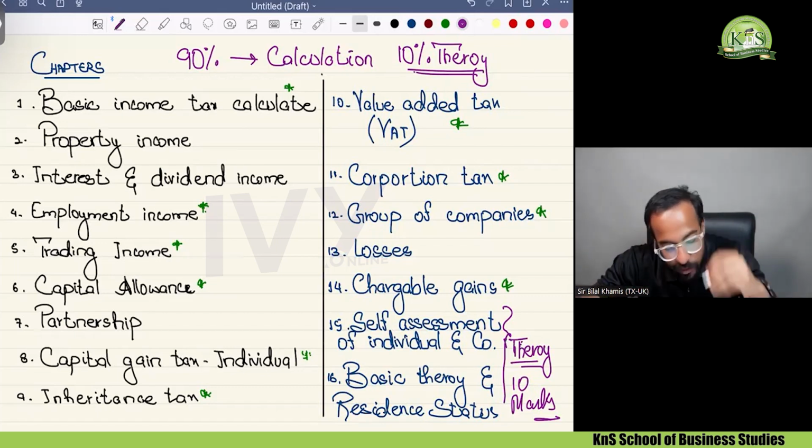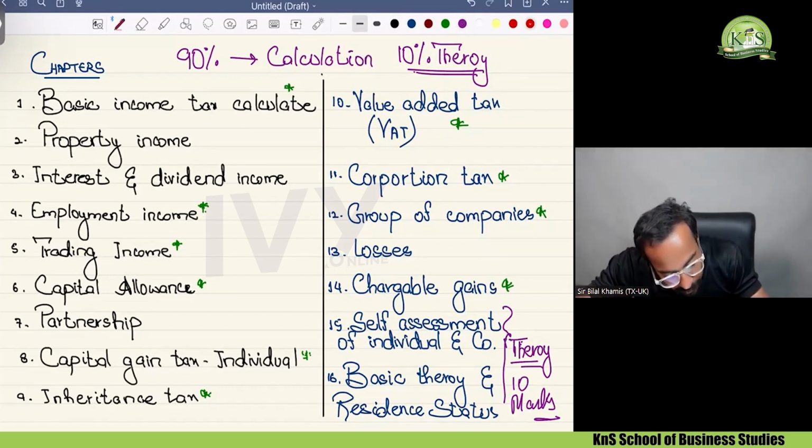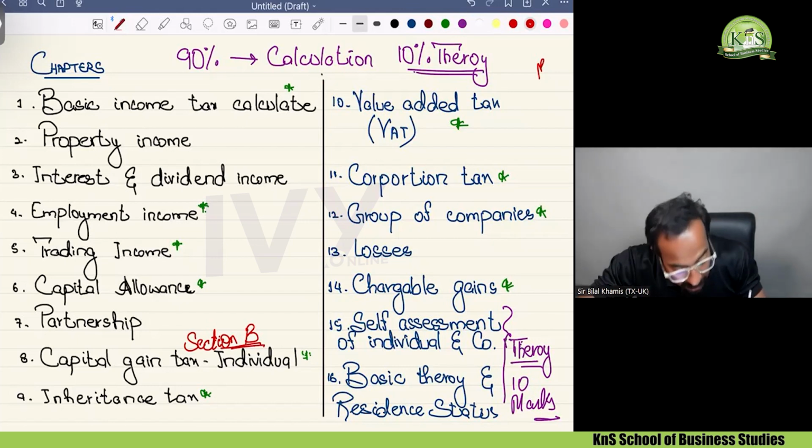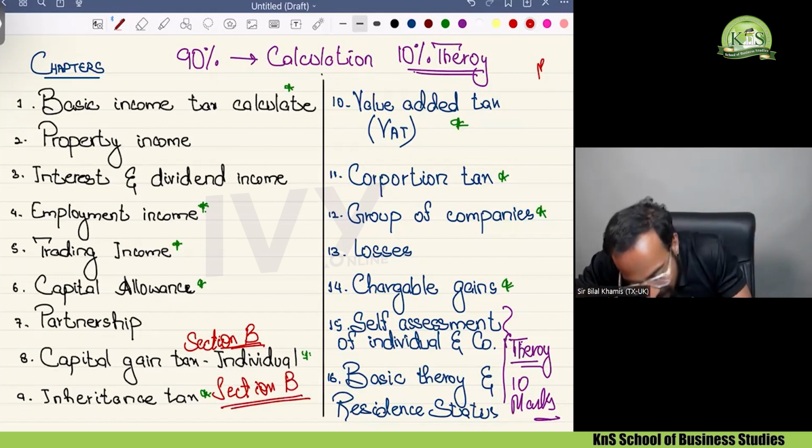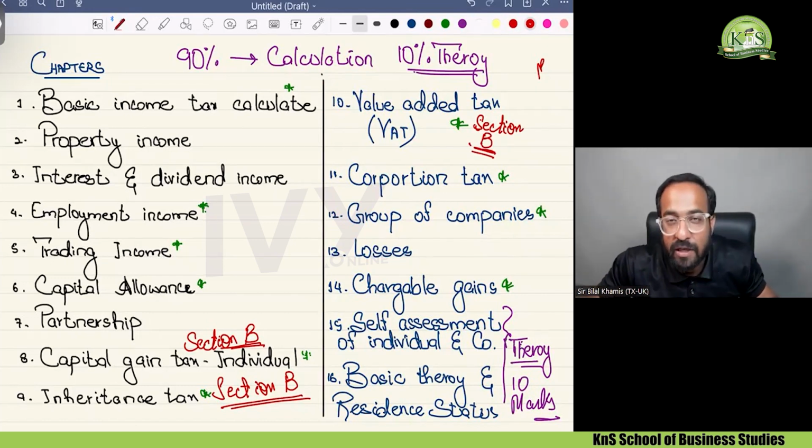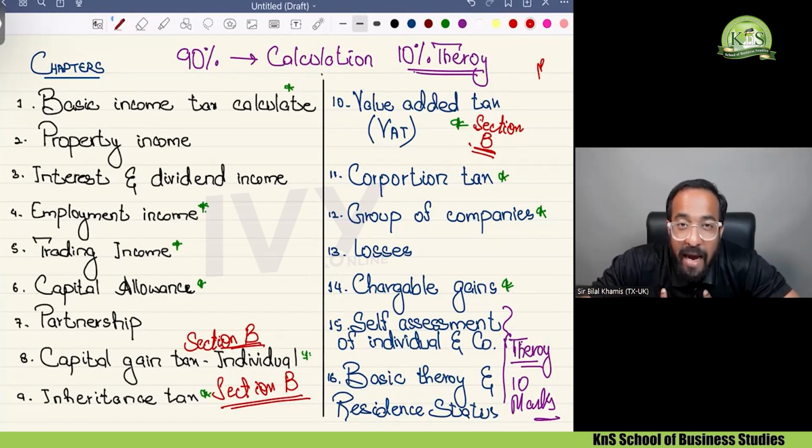So now I'm giving you the hint that this belongs to section B. You will have one question of capital gains tax in section B. One question of inheritance tax in section B. And the third question in section B is value added tax. So three chapters are the popular, the famous, the favorite for the examiner for section B.